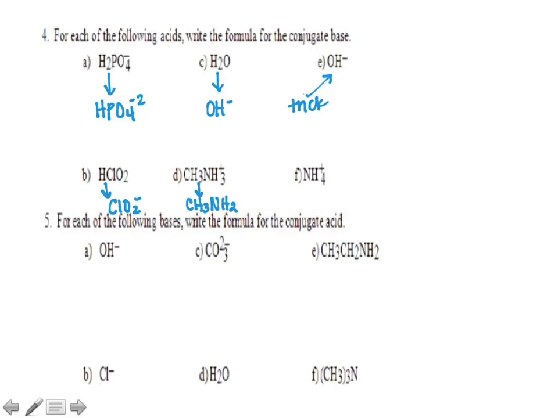CH3NH2. You got rid of a proton, so the plus charge goes away. And what about NH4 positive? It becomes NH3. On the one before, it doesn't matter which H you change.